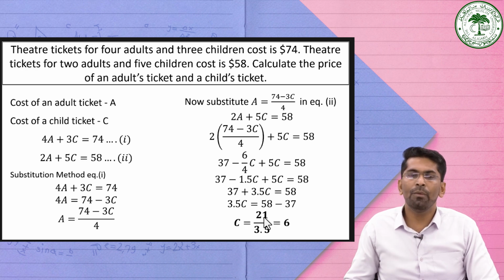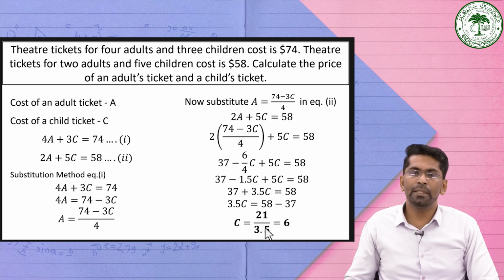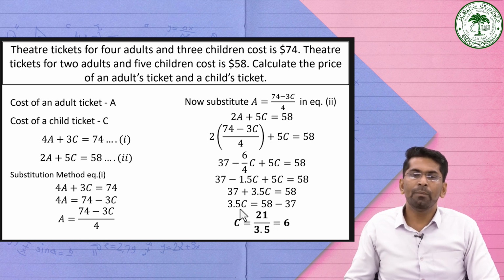58 minus 37 is equal to 21. Dividing both sides of the equation by 3.5, we get 21 divided by 3.5, which is equal to 6. So the cost of a child ticket is equal to 6.